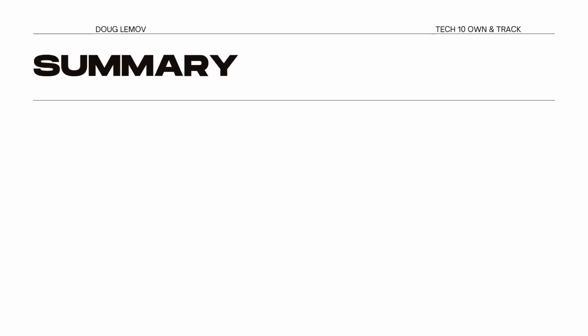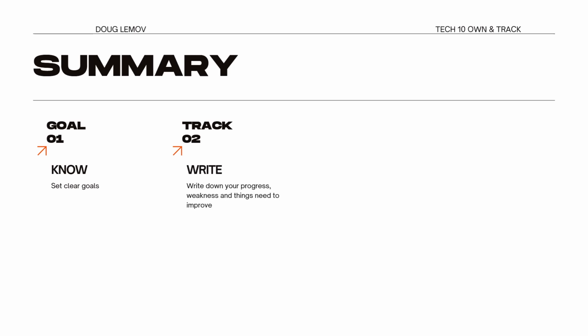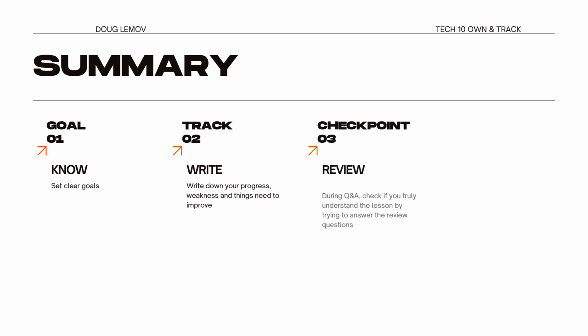Let's have the summary for this technique. First one is goal. What is goal? It is to know and set clear goals. Number 2, track. It means to write down your progress, weaknesses, and things that you need to improve. Next, checkpoint. Checkpoint means to review.